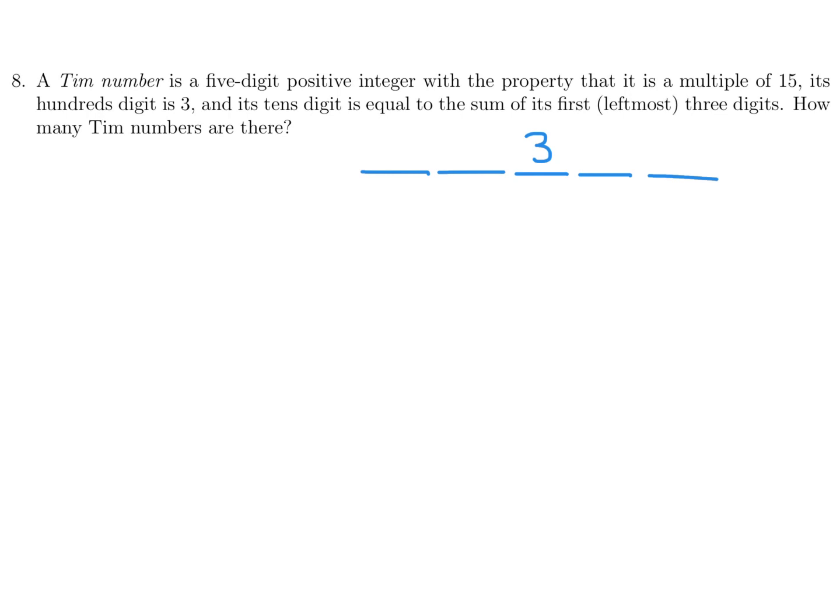A multiple of 15. If it's a multiple of 15, like 15, 30, 45, 60, 75, 90, and so on, well, these aren't even close to being 5-digit, but one thing is for sure, that the last digit will be either a 5 or a 0. Also, the tens digit is equal to the sum of the first 3 digits. So let's call this A, and this B. So this would be A plus B plus 3. Okay, I think that's it. That's all we have to work with.